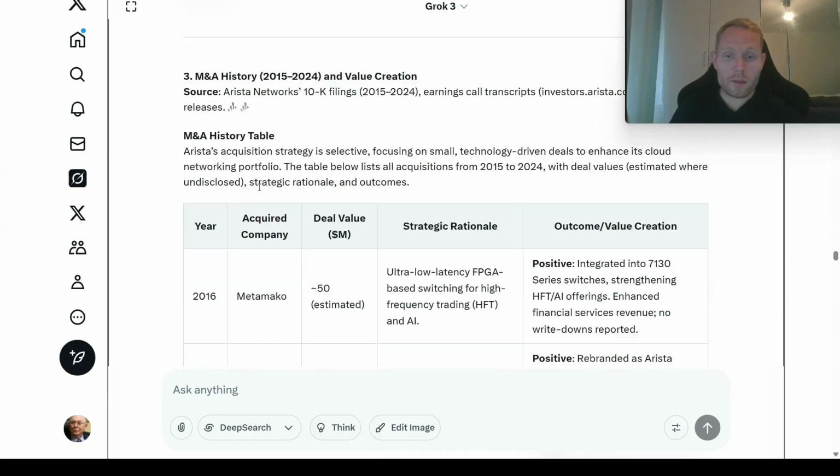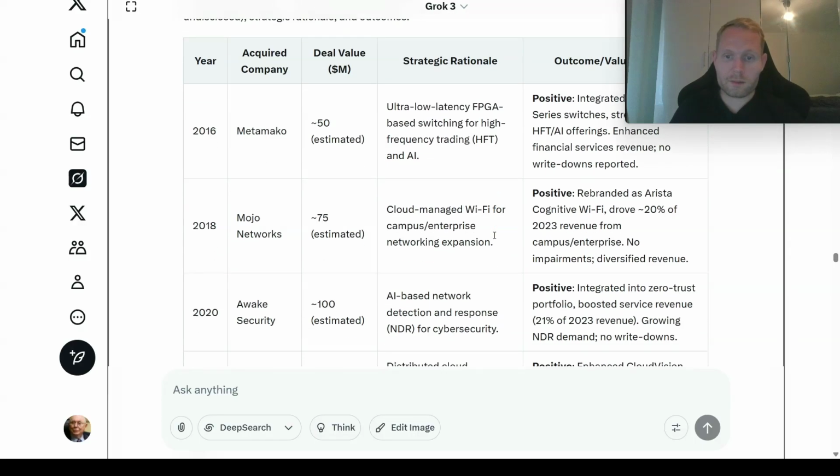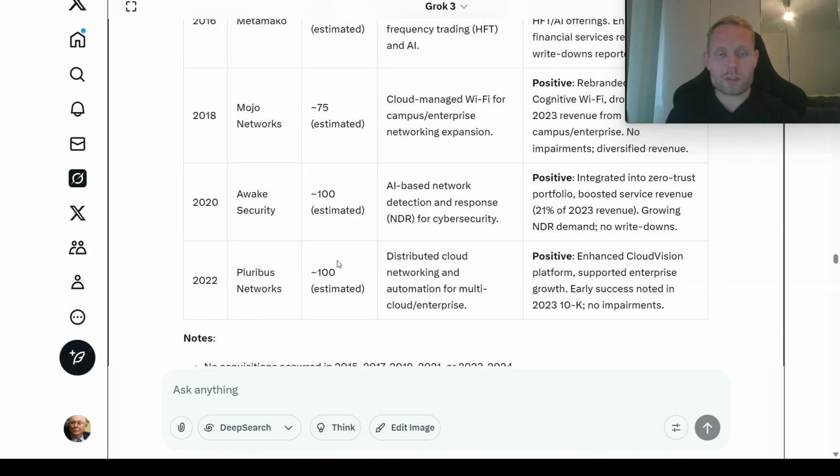Now the M&A history is not long, and according to Grok, it has all made a positive impact, but the deal value is very low compared to the size of the company. So that's also good to see that the company is not wasting the shareholders' money on useless acquisitions.